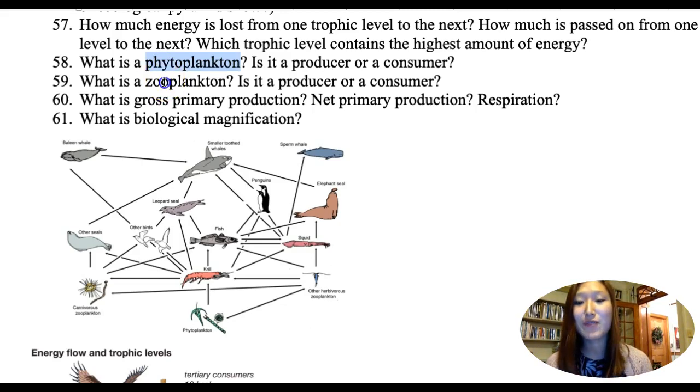But phytoplankton are the producers of the ocean. And then we have zooplankton, which are also very small organisms, but they feed on phytoplankton. So zooplankton is the primary consumer of the ocean.